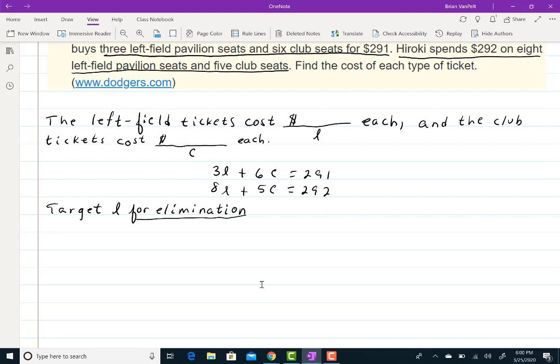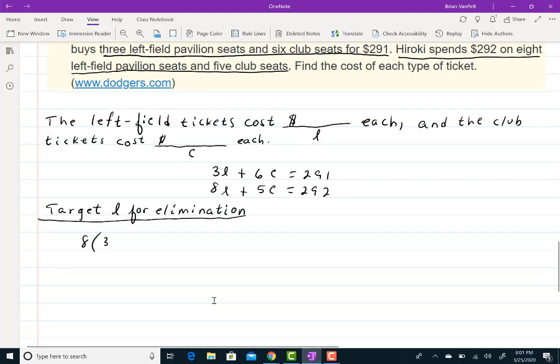So let me start with that. If I multiply the first one by 8, I'll have 24L. If I multiply the second one by 3, I'll have also 24L. And I'll probably do -3 on the second one, so that one's 24L and the other is -24L. So for the first equation, I'll multiply it by 8. And then the second one, I'll multiply by -3.